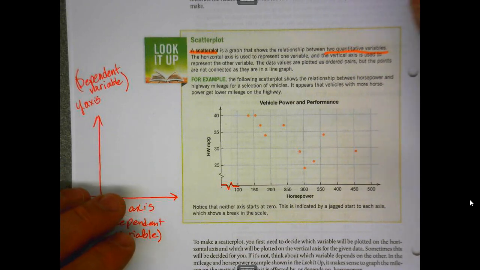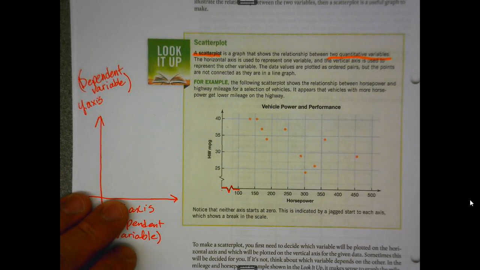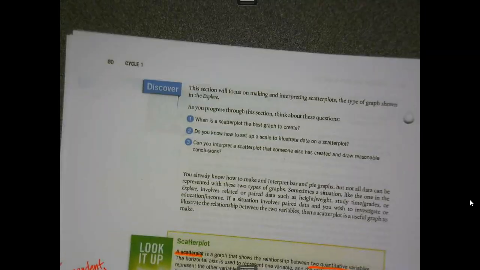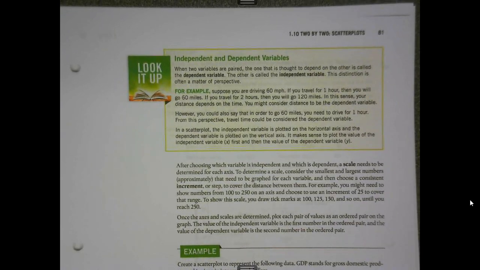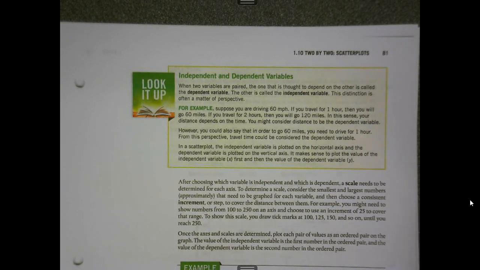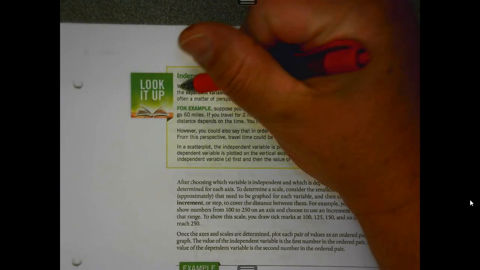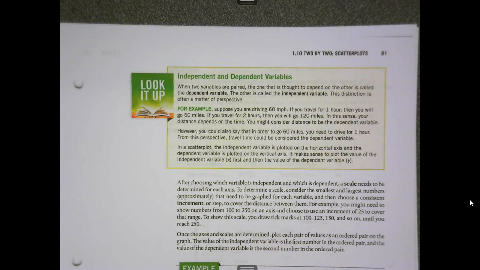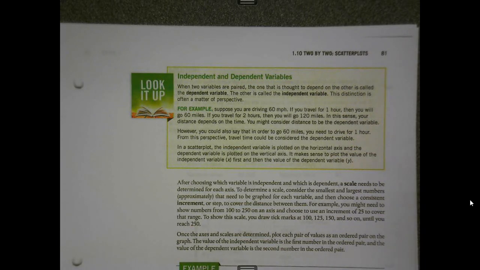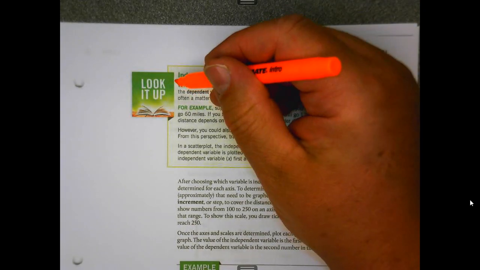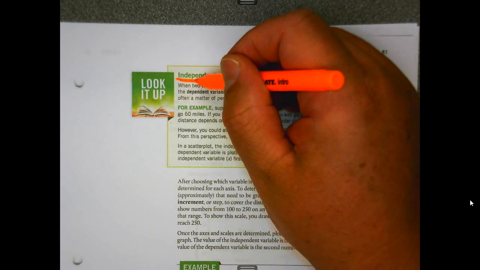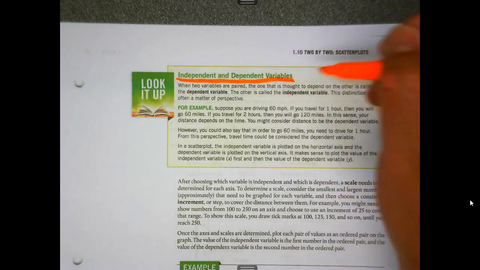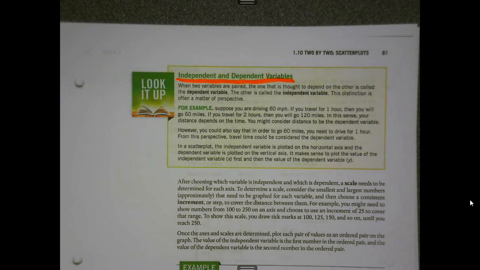And here's a formal explanation on dependent and independent variables here. Just remember that the independent variable is what you choose, or the x-axis, and the dependent variable is the y-axis. All right, then after you choose which variable is independent and which variable is dependent, you have to come up with a scale.